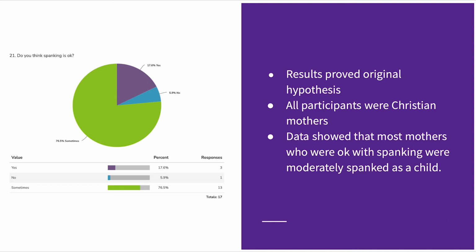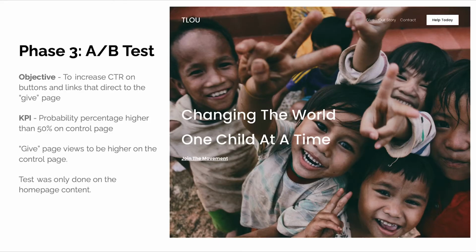So phase 3 was the actual A/B test. The objective for my A/B test was to increase click-through rate on buttons and links that directly led to the give page, where you can take the action to be a part of the organization or to be able to donate to them.